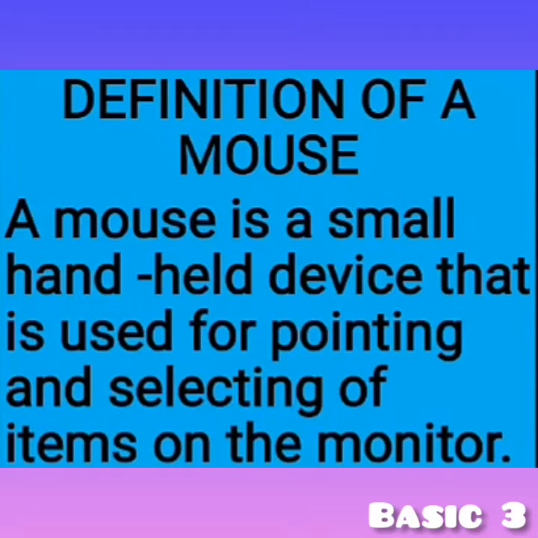Now let's look at what a mouse is. A mouse is a small handheld device that is used for pointing and selecting of items on the monitor. When we talk about a handheld device, that means it is being held in our hand. And also, we can use it to select and highlight items on the monitor.